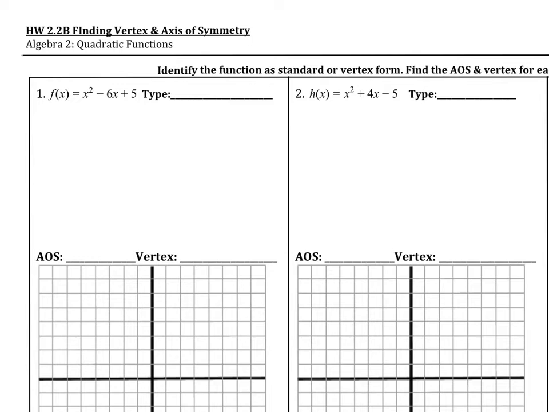So we're going to first of all recognize what is our vertex form. So (x minus h) squared plus k, that is called vertex form. And we have a standard form as well. So if it is written in the form of ax squared plus bx plus c, then this is called standard form of quadratic function.